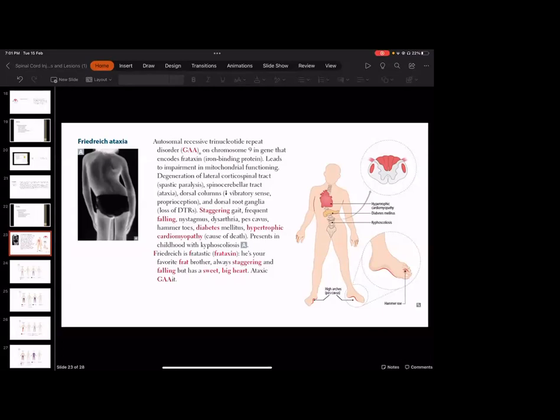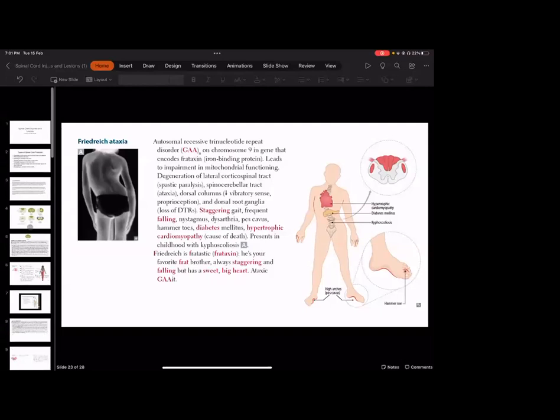And this patient presents with a lot of things, as they say here, staggering gait. Again, that's basically because he has ataxia, so he's going to have a staggering gait. Frequent falling, again, because he doesn't have his proprioception, diabetes mellitus, hypertrophic cardiomyopathy. All these other things are not because of the spinal cord and whatnot. These are because of his gene disorder, because it's a whole different disorder, okay? So yeah, that's basically it on spinal cord and spinal lesions.